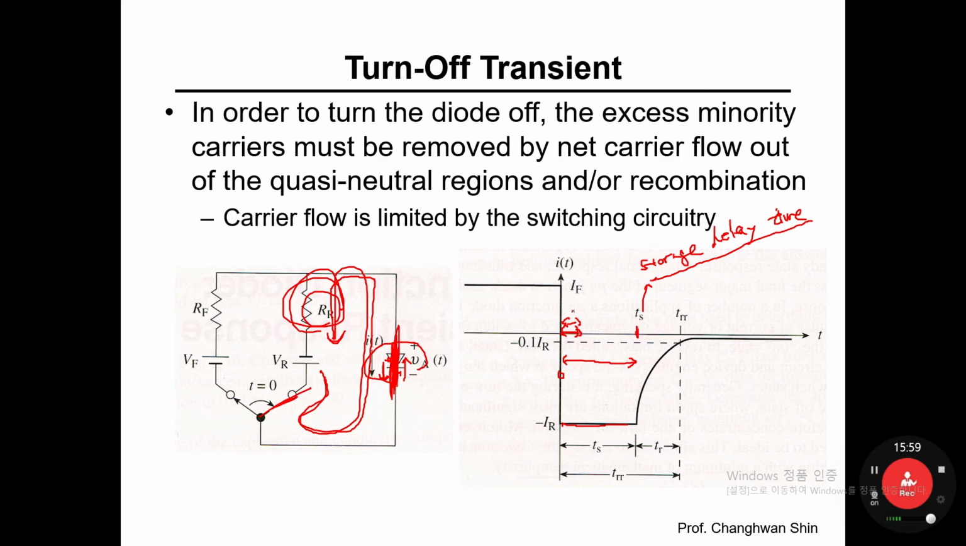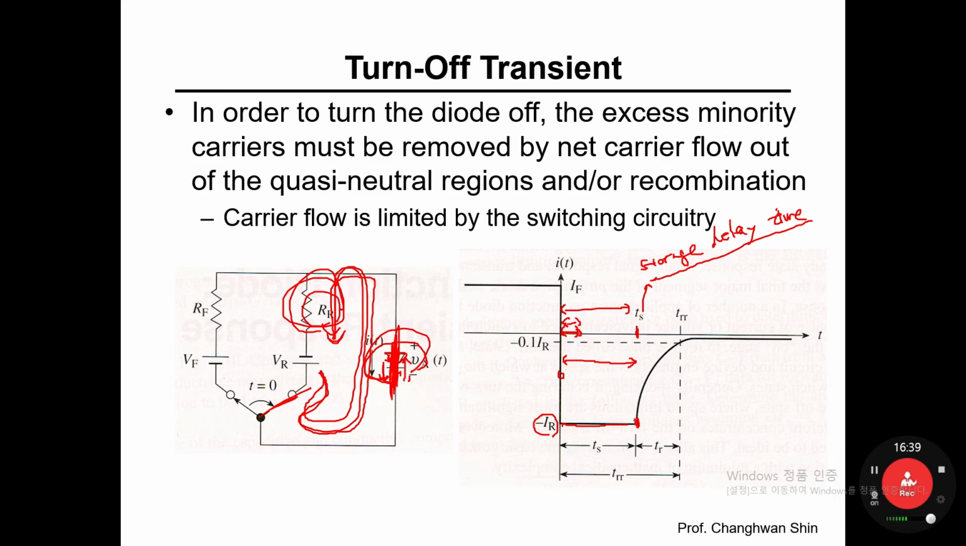Anyhow, from 0 to T_S, the minus I_R is the only limiter for current flow in this loop. That means this diode is still forward biased. In other words, this diode is a kind of metallic wire because it is still forward biased. Why? Because of the stored excess carriers. They are still moving throughout the PN diode and still flowing the current. That is the main reason why the PN diode is still working as a conductor.